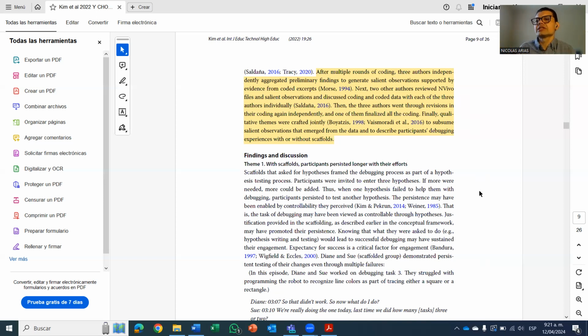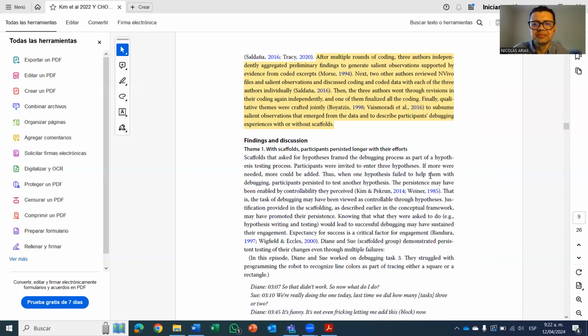They show us in a fairly transparent way how the performances are with or without the scaffolds, how they are coding, and the different steps they are following in coding. And I can judge, so we can judge, that they are following a fairly straightforward, clear, and transparent process.